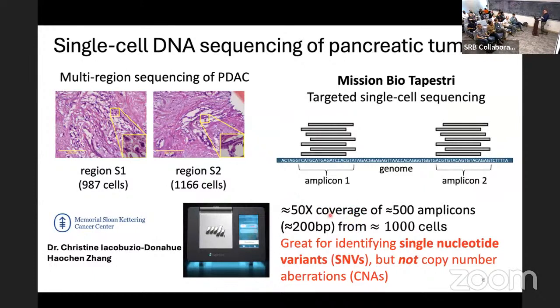And so this is really exciting. We started working with Chris Abusio-Donahue at Memorial Sloan Kettering, a pancreatic cancer expert who had applied Mission Bio technology to look at pancreatic tumor evolution. If you think about what you might be able to measure with 50x coverage of small regions of the genome, you can very reliably identify single nucleotide mutations by looking at how these individual sequence reads differ from the reference genome. But across the other scales of genomic events, you maybe don't have such great resolution for measuring copy number changes, duplications or deletions of genomes, or rearrangements. So as you think about building a phylogeny, a reconstruction of what happened in the past, the marker you can measure reliably on this technology is the single nucleotide variant.